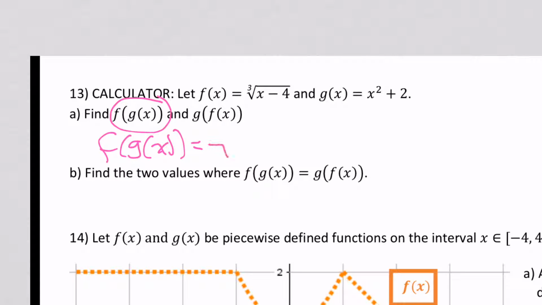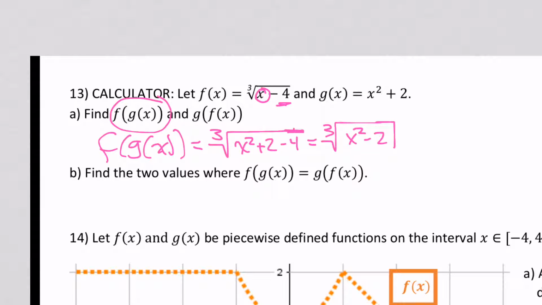The f function starts with a cube root. But instead of writing x, we will write the entire g function, x squared plus 2. Once you're done writing the g function, continue writing the f function. The f has a minus 4, so we need a minus 4 there as well inside that cube root. That's a little clunky. Let's write that as the cube root of x squared minus 2. That looks better. 2 minus 4 is minus 2.